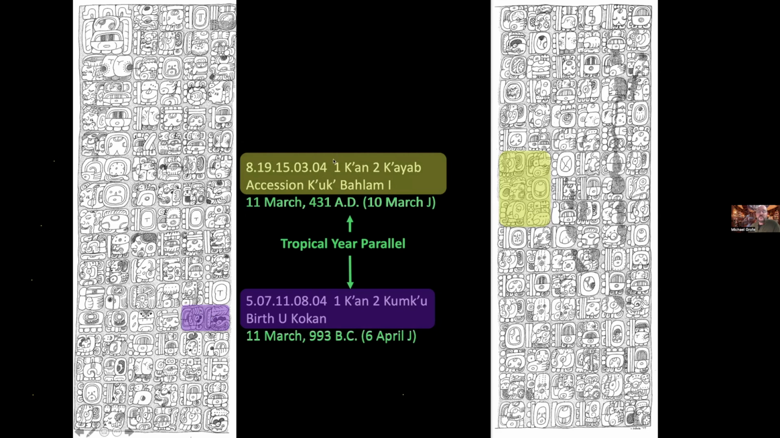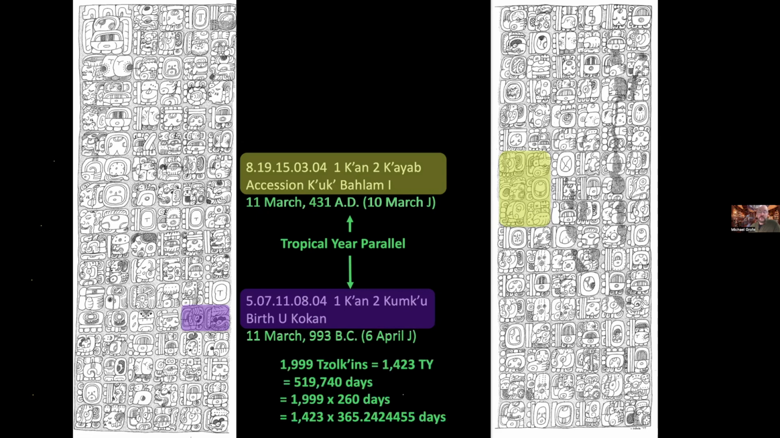But here is yet another one. So you can see that the accession date of K'uk Bahlam I falls on the 11th of March, but in the year 431 AD, or CE, if you prefer. And the birth of U Kokan, I think, was back calculated over 1,000 years before, on 11th of March, 993 BC, so quite a bit in the past.